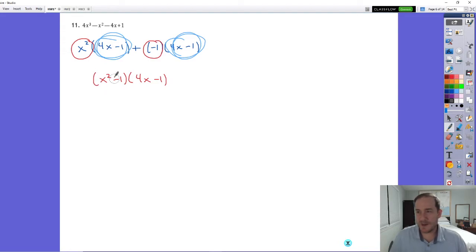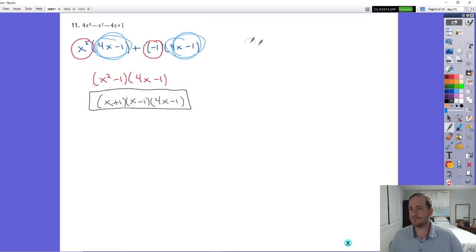This is a difference of squares though, so factor it. x plus 1, x minus 1, 4x minus 1. There's your factored form. Okay, 13.